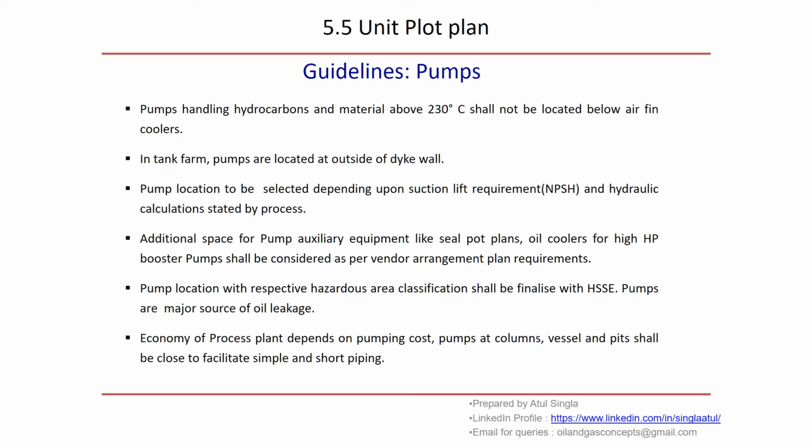Then additional space for pump auxiliary equipment, like seal pot plans and oil coolers of high pressure booster pumps, shall be considered as per vendor arrangement. In most cases, we get these auxiliary equipment details at a later stage of the project, but we need to discuss with the mechanical team whether these are required or not. If required, then how much space it will take. We can just take tentative not-to-exceed dimensions from mechanical and finalize our pump space allocation.